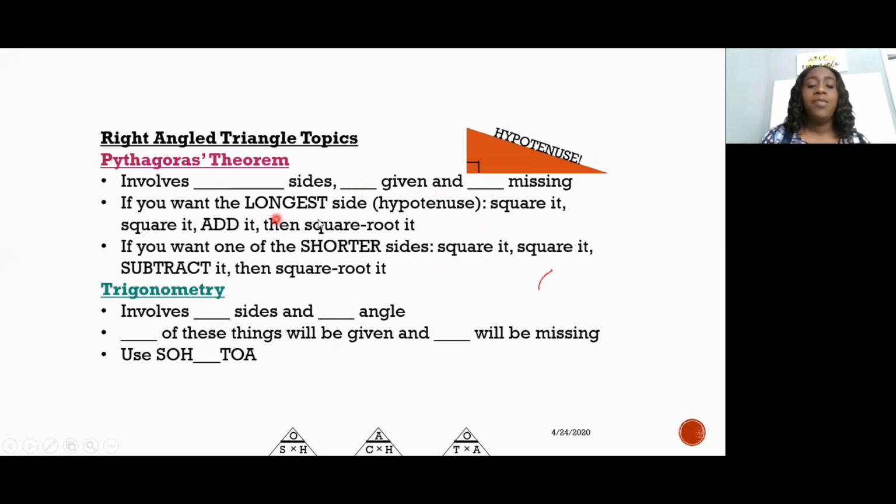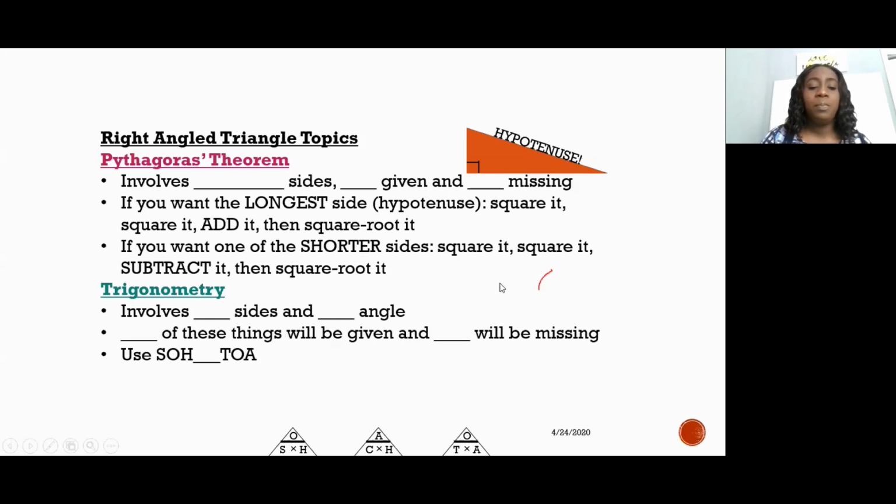1. Good. If you want to find the longest side, which is called the hypotenuse, you square the leg, you square the next leg, add it, and then you square root that answer. If you want to find one of the shorter sides, you square the leg, you square the hypotenuse, and then you subtract, and then you find the square root of it. All right?